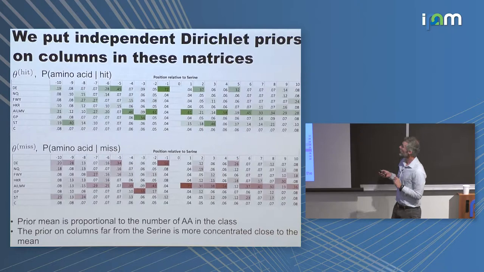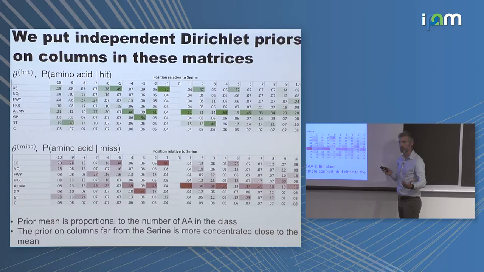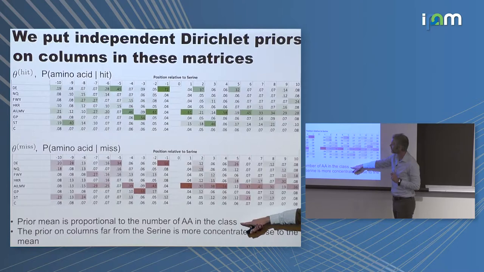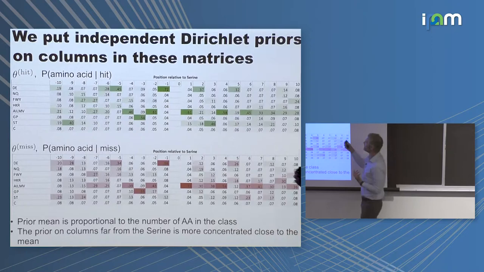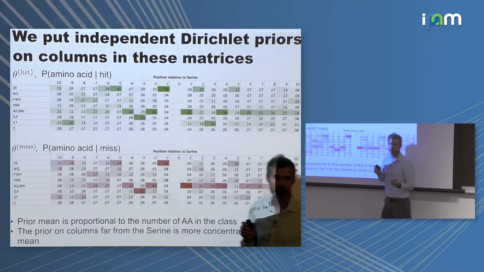What we do is we put independent Dirichlet priors on each. If you're a Bayesian, you know that the Dirichlet is a conjugate prior for multinomial distributions, and so things play nicely. If you're not a Bayesian, don't worry about it. So we put a prior on each of these columns, and the prior mean is proportional to the number of amino acids in that class. That corresponds to sort of a non-informative prior in some sense. Not really non-informative, but if the frequencies were proportional to the number of amino acids in that class, it would say that that position has no effect on determining whether something is a hit or not.